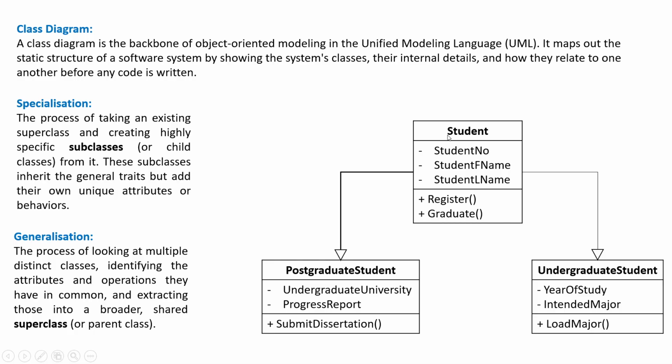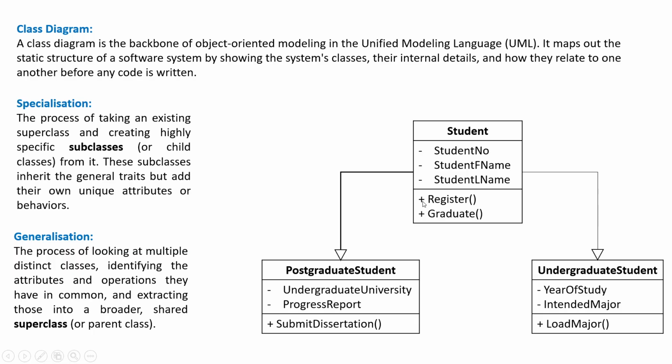So we have three classes. We've got student, postgraduate student, and undergraduate student. Then for the student, we have the following properties or attributes: student number, student first name, and student last name. You will see that the attributes are usually indicated with a minus sign, and this means they are private attributes, which means only the student class has access to its attributes.